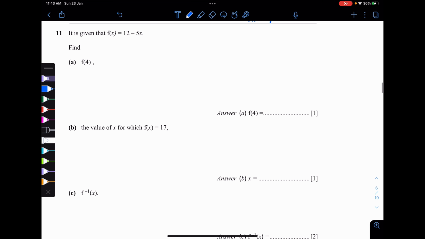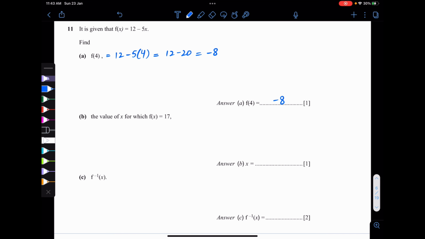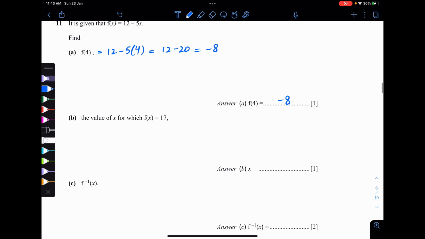All right, now let's move to question number 11. For question number 11, the first part is quite easy. It's requiring us to go to function f and put x is equal to 4 as an input over there. So that's very simple. So this is 12 minus 20, and this will give you -8. This is a pretty straightforward scenario over here. Now, find the value of x for which f of x is equal to 17.